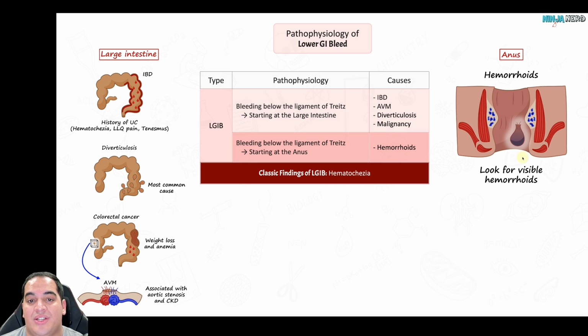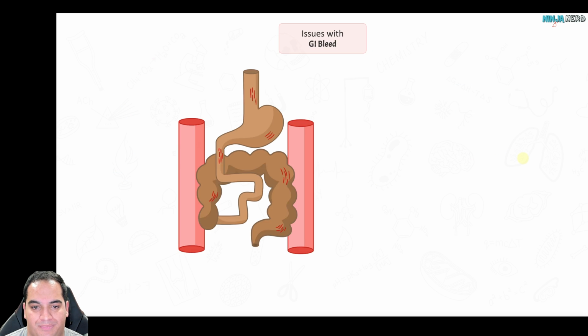The next thing that I want you guys to remember here is for lower GI bleeds, again, there's not a lot of oxidation of the blood, so it's going to appear more bright in comparison to the darker appearance of the stool. So it's going to be, again, more hematochezia, more of a brighter appearing bloody stool.